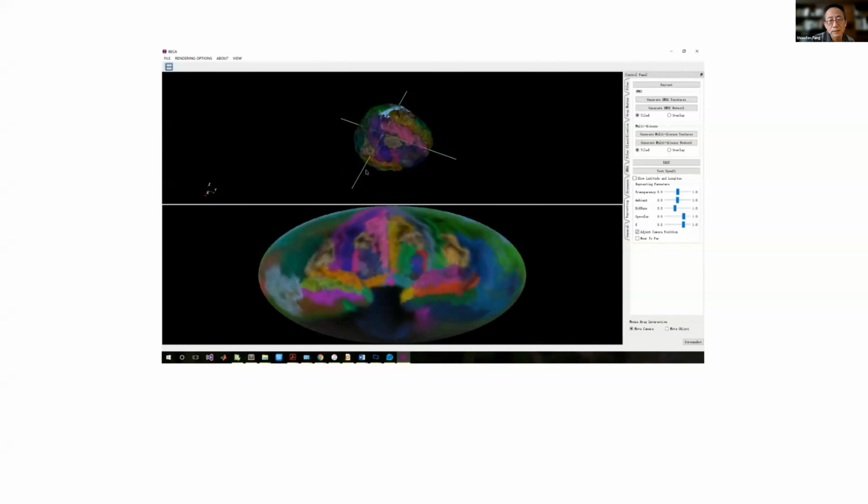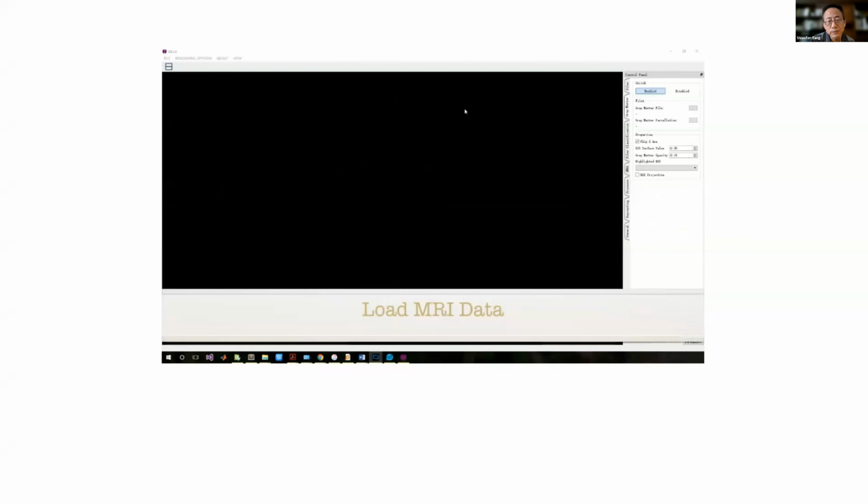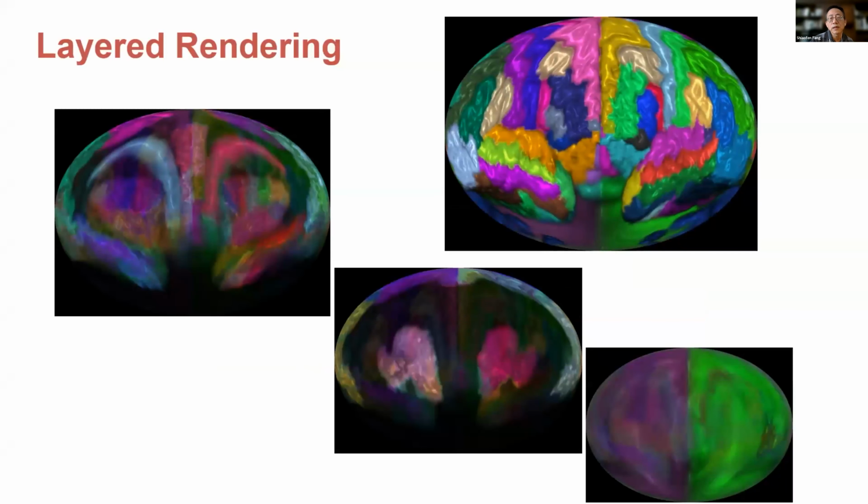So that's just the video for this particular algorithm. Of course, the brain is a volumetric object. When you look at it, most of the time, even with transparency, you still don't see the entire interior layers. To overcome that, we use something called layered rendering. So you see multiple layers of the brain using this same method. You can see here, this is the outer brain, and the second layer, third layer, fourth layer, and so on. So those are the so-called layers.